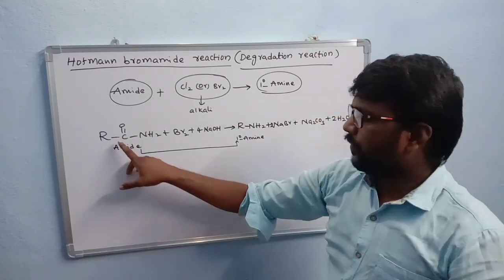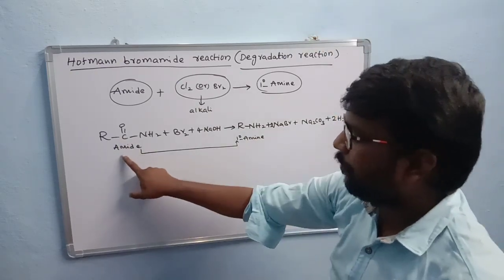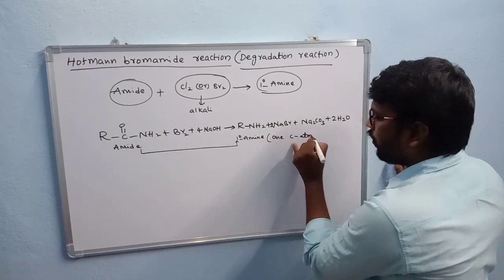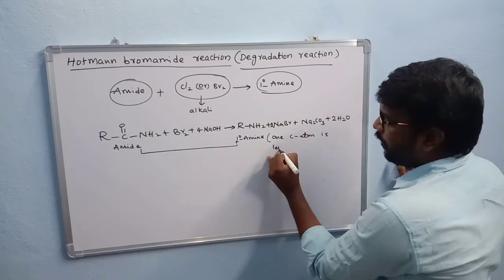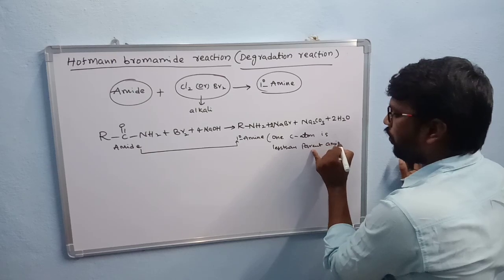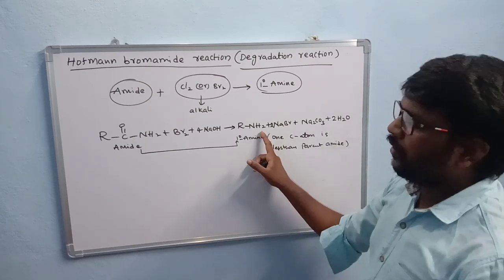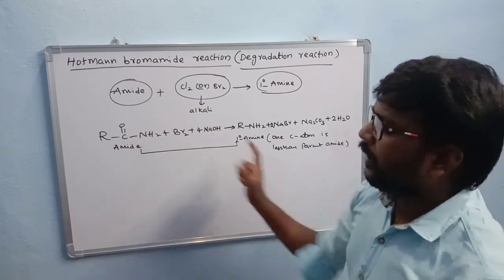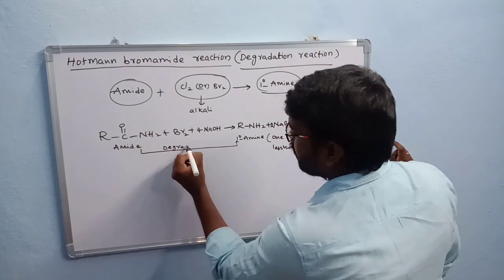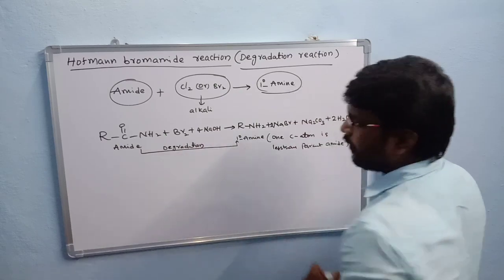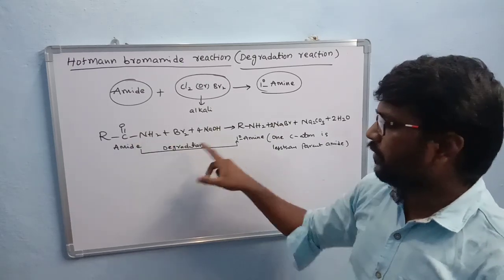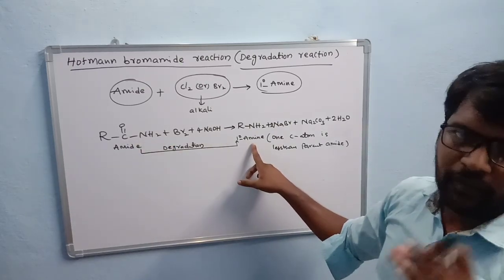Here you see, when we get a primary amine from an amide, one carbon atom is less than the parent amide. When you compare the amide and the amine, in the amine one carbon is less than the parent amide. That's why this reaction is called a degradation reaction. In a degradation reaction the number of atoms decreases. So from the amide we get an amine with one carbon less.